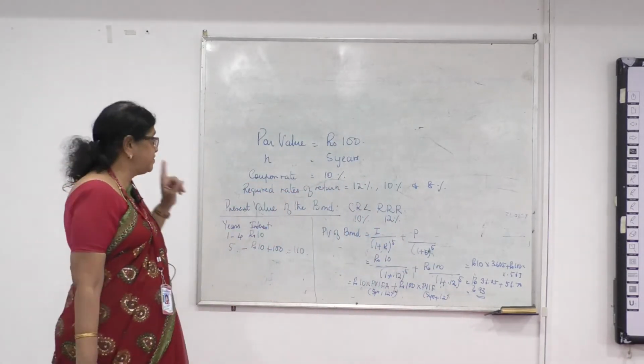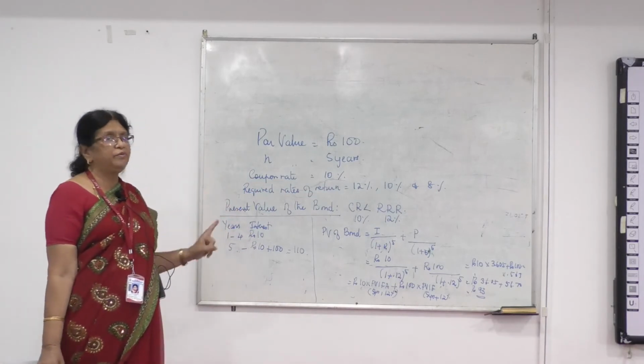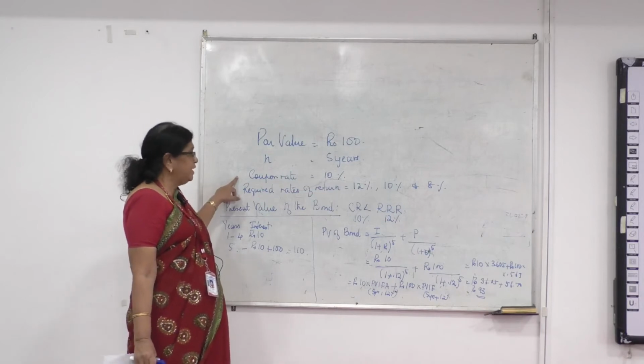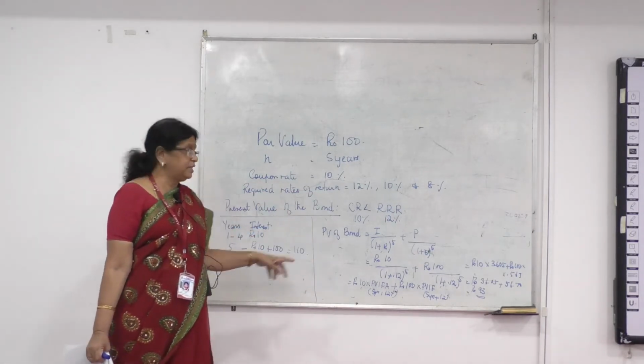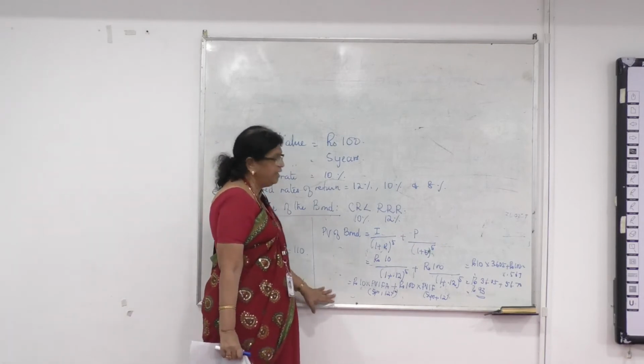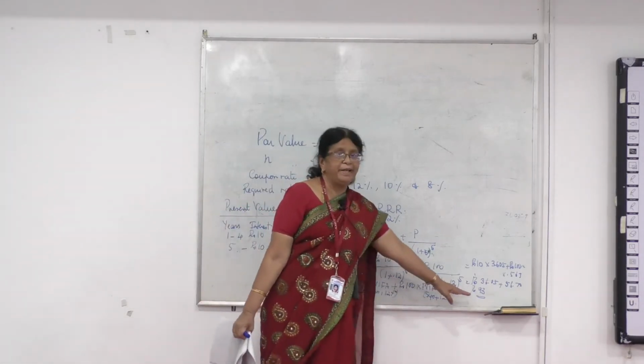So, we have seen and proved one of the bond theorems, which says when the coupon rate is lesser than the required rate of return, the par value of the bond will be higher and the present value of the bond will be lesser.